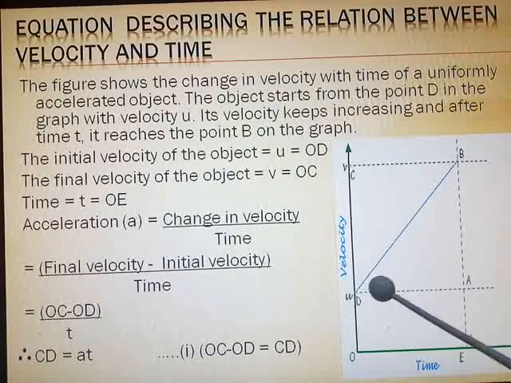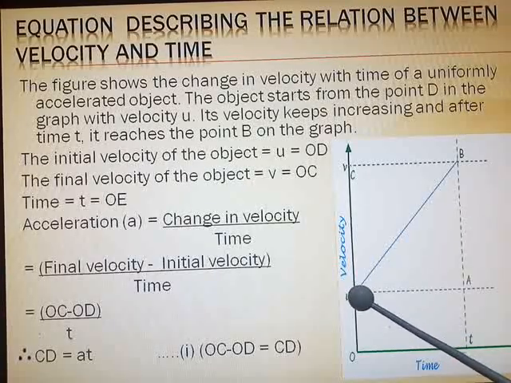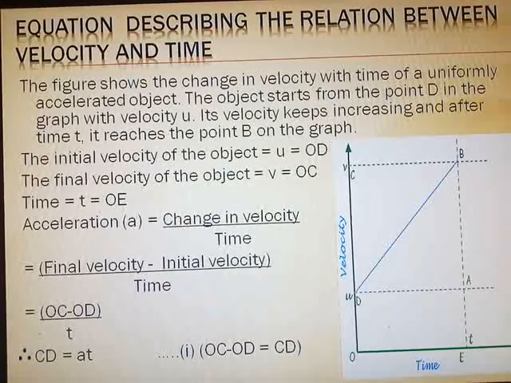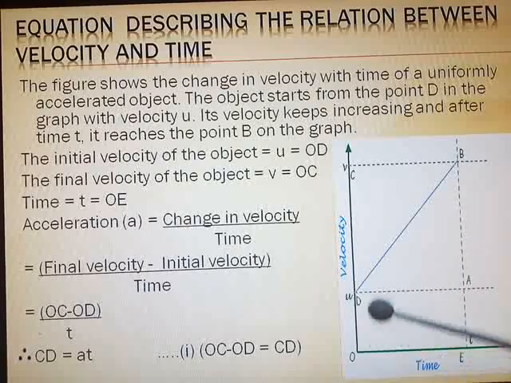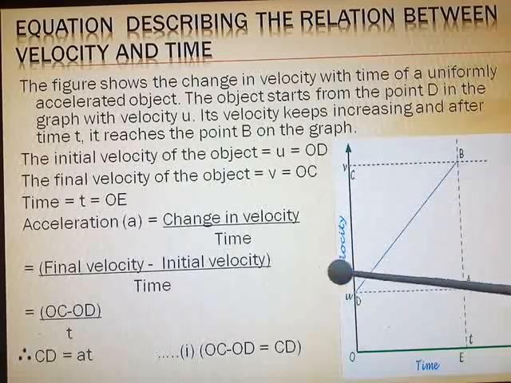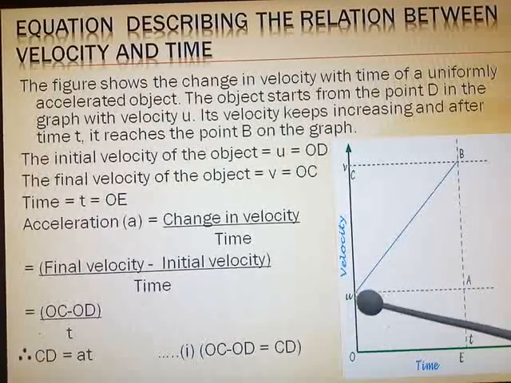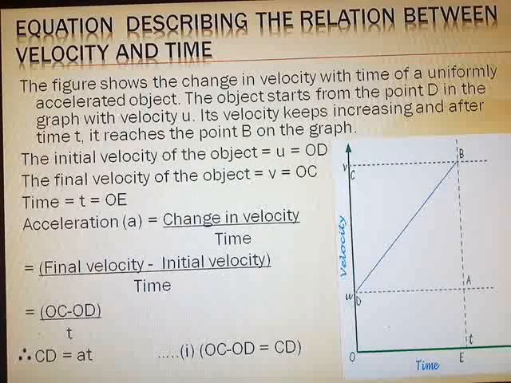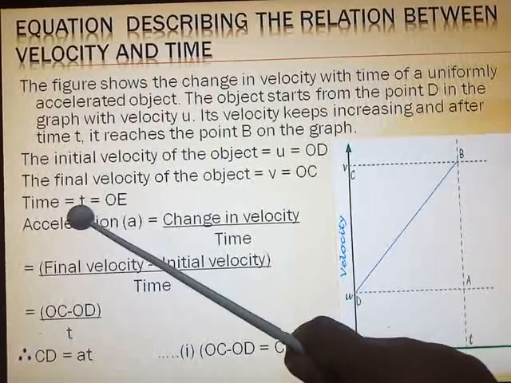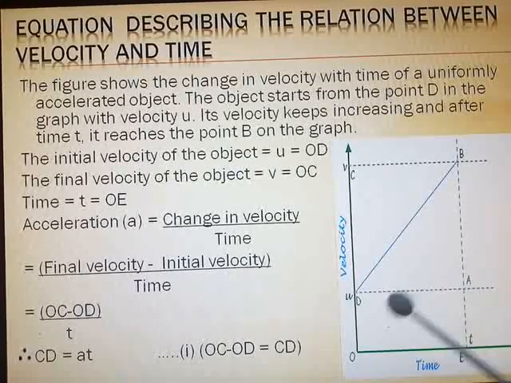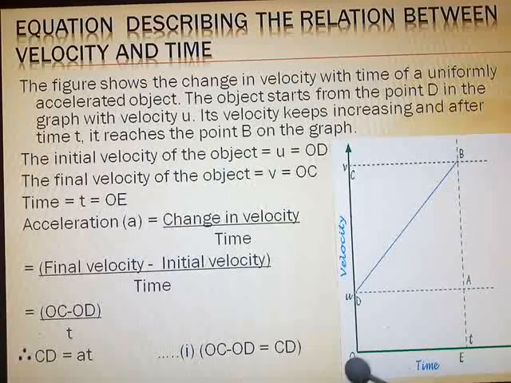So initial velocity of the object is what? u. That is OD. You can see OD. Final velocity of the object is v. That is OC. You can see the final velocity. This is the velocity axis, this is the time axis. So initial velocity is u, that is OD, and final velocity is OC. What is time? Time is t, that is equal to OE. In the particular time t, it reaches point B. So time is OE, that is small t.